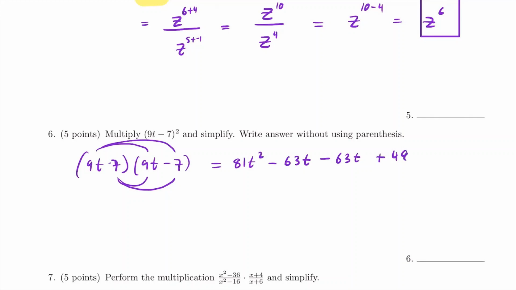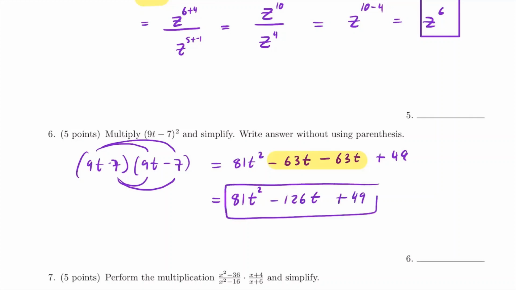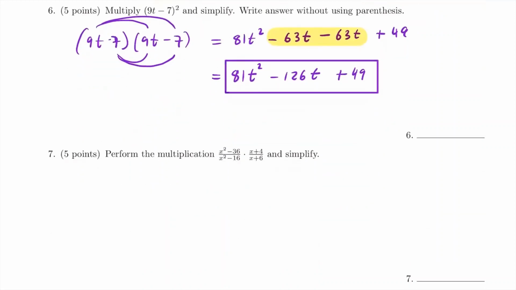So then we add like terms. 81t squared, there's no like term. Keep it as it is. Negative 63 and t, negative 63t. These are like terms. So we have negative 126t. And 49 has no like term. So this will be our final result. All right, moving on to number 7.